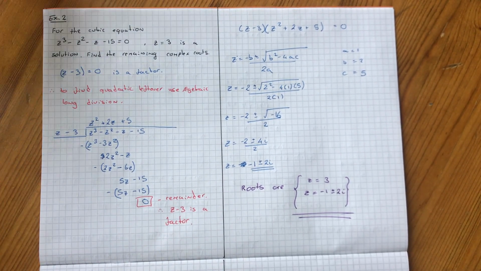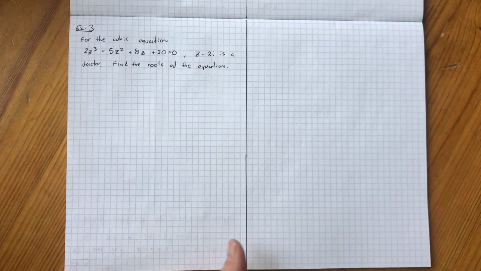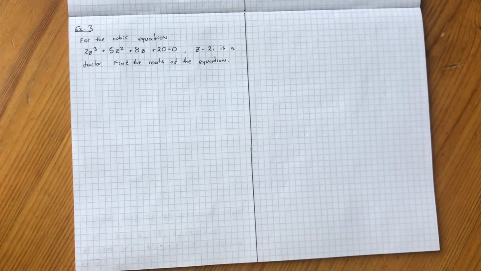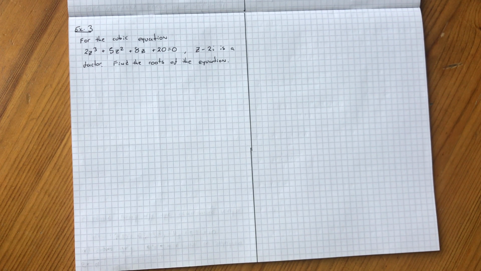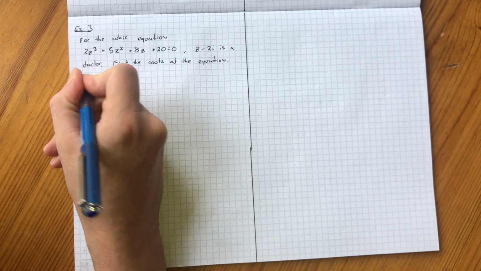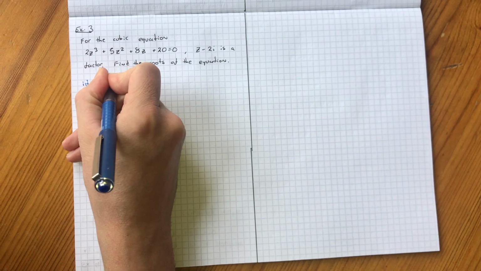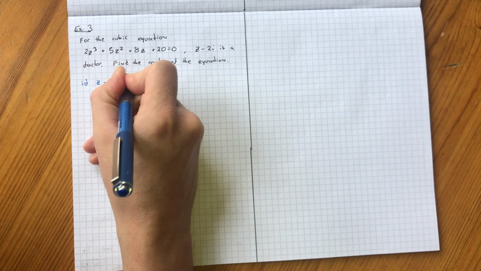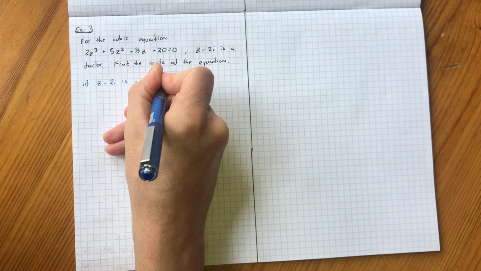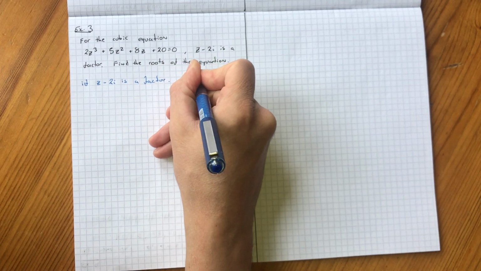Okay, another one. For the cubic equation, 2z cubed plus 5z squared plus 8z plus 20 equals 0, z minus 2i is a factor. Find the roots of the equation. Okay, so using our knowledge of the fundamental theorem of algebra, if z minus 2i is a factor, therefore its conjugate is a factor.